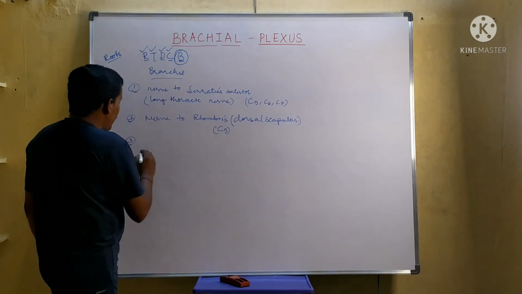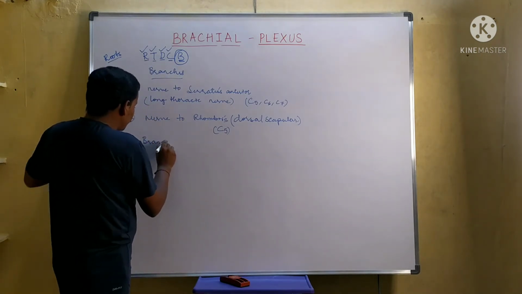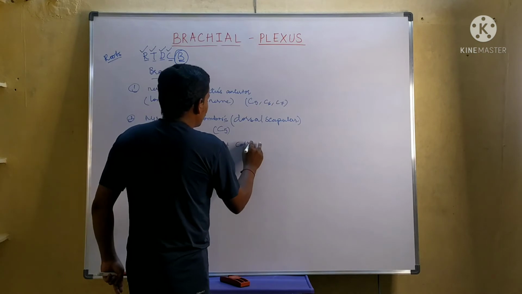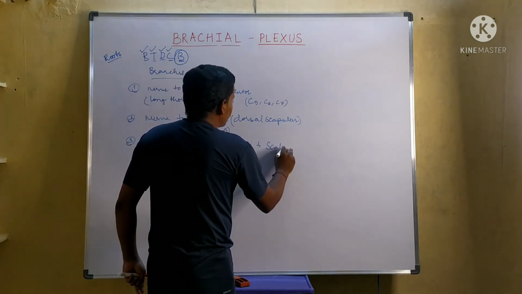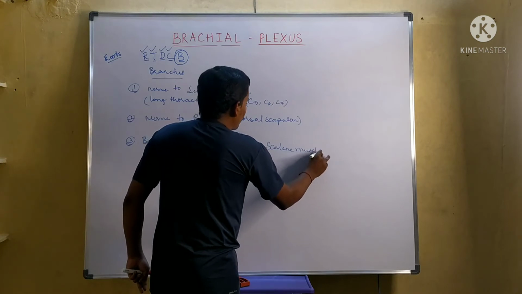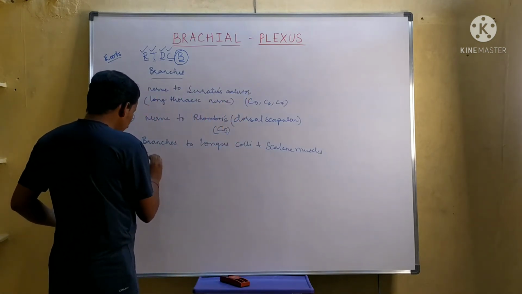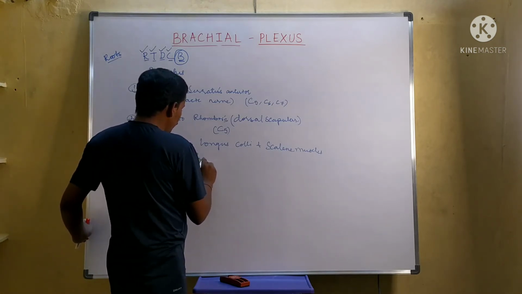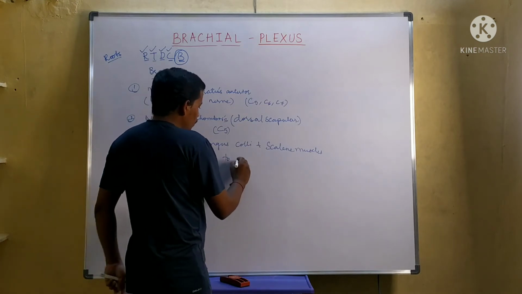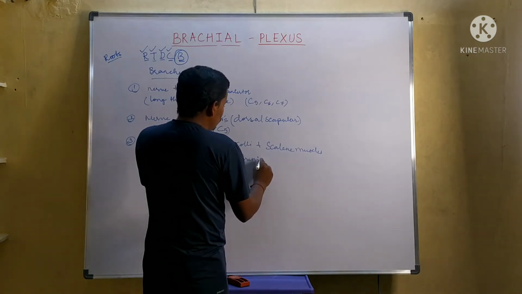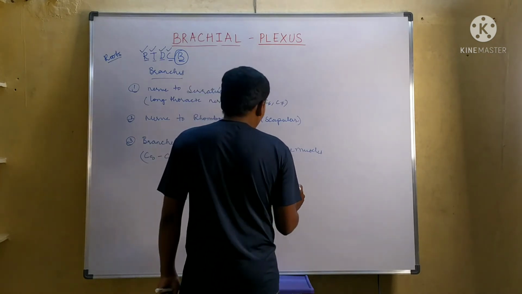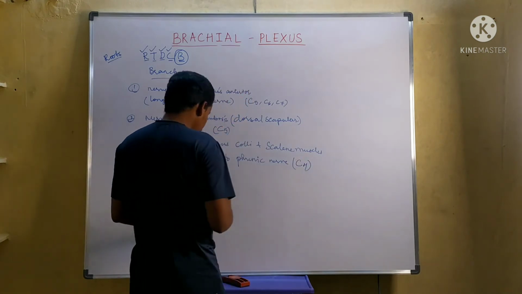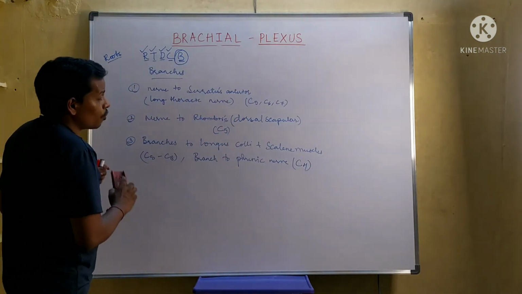Now branches to longus coli and scalene muscles. Root value is C5 to C8. And another branch to the phrenic nerve. Phrenic nerve supplies the diaphragm muscle, which is one of the primary muscles of breathing. Root value is C4. Okay, these are the branches from the roots, guys.